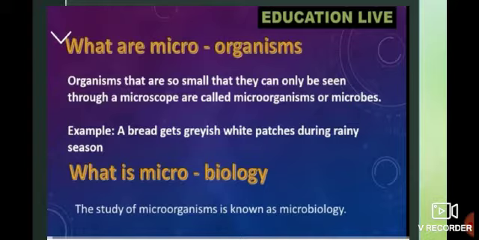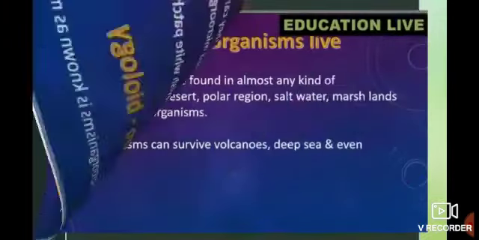What are microorganisms? Micro means minute, very small. So these organisms we can see through the microscope but can't see through the naked eye. This is known as microorganisms. For example, bread gets grayish white patches during the rainy season. What is microbiology? The study of microorganisms is known as microbiology.